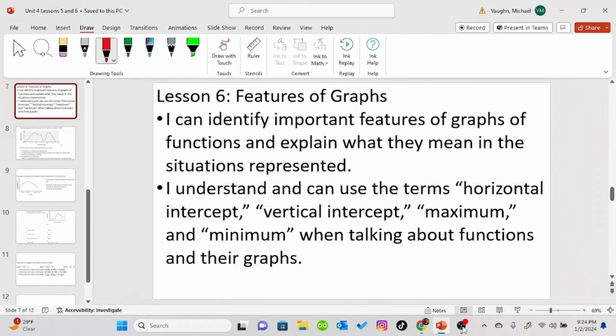Unit 4, Lesson 6, Features of Graphs. Learning target number 1. I can identify important features of graphs of functions and explain what they mean in the situations represented. Learning target number 2. I understand and can use the terms horizontal intercept, vertical intercept, maximum, and minimum when talking about functions and their graphs.